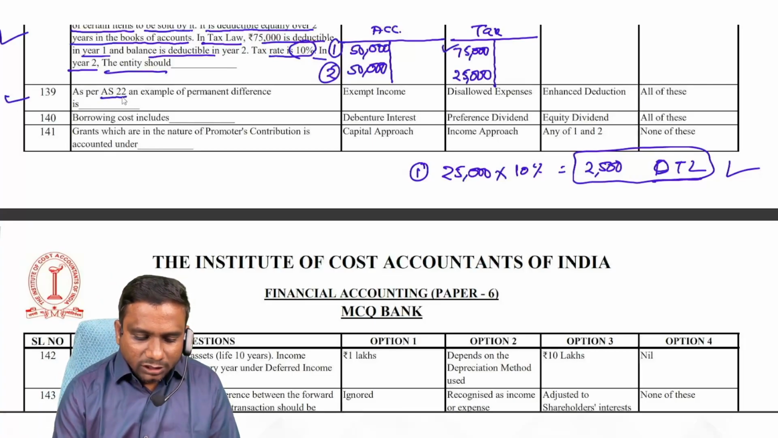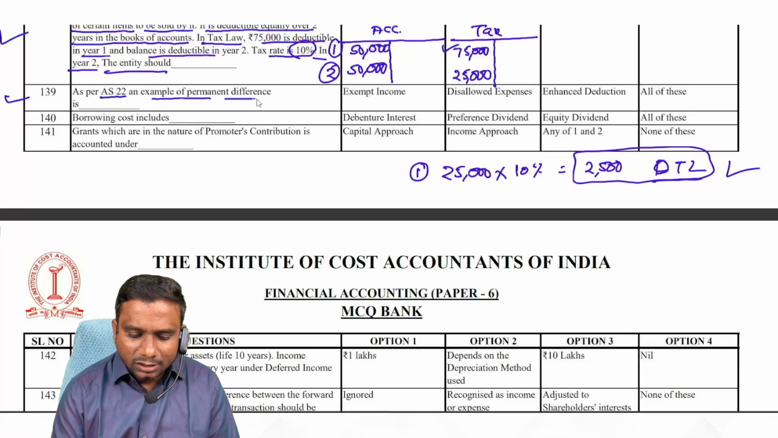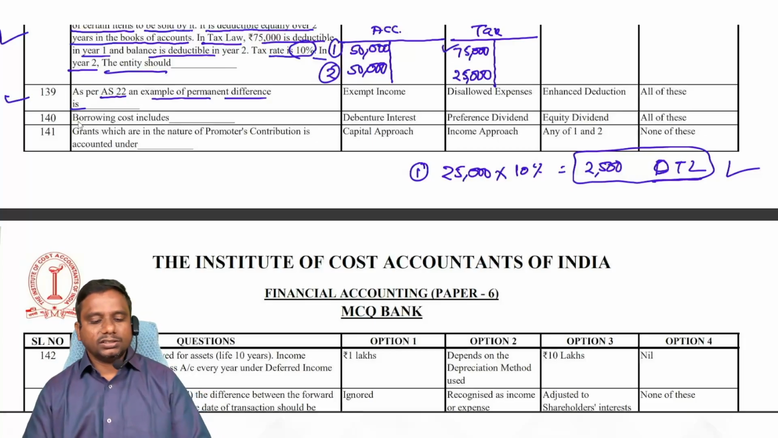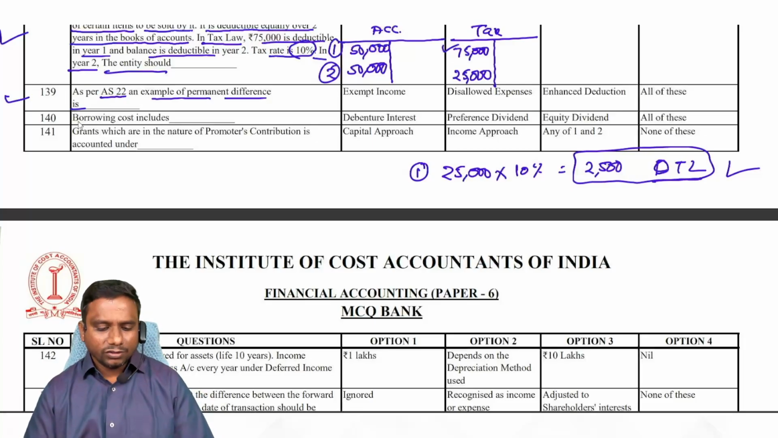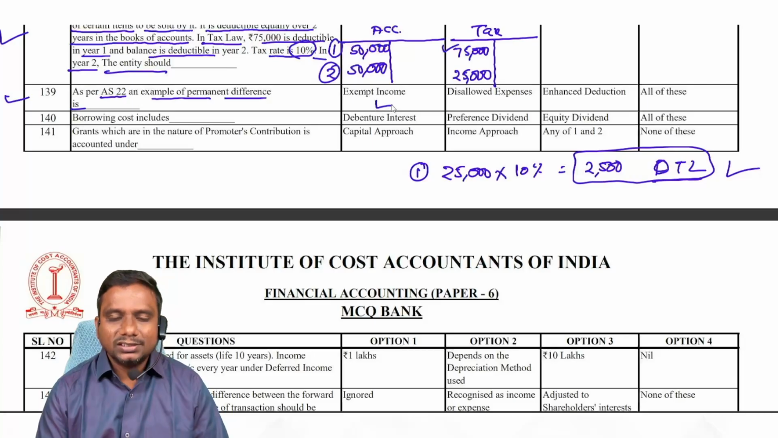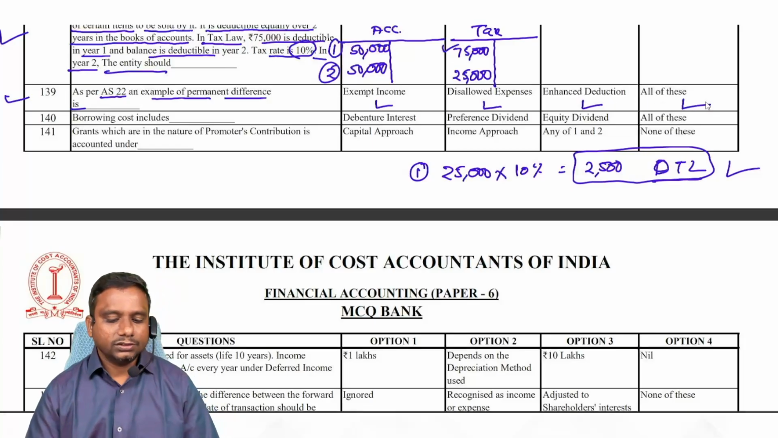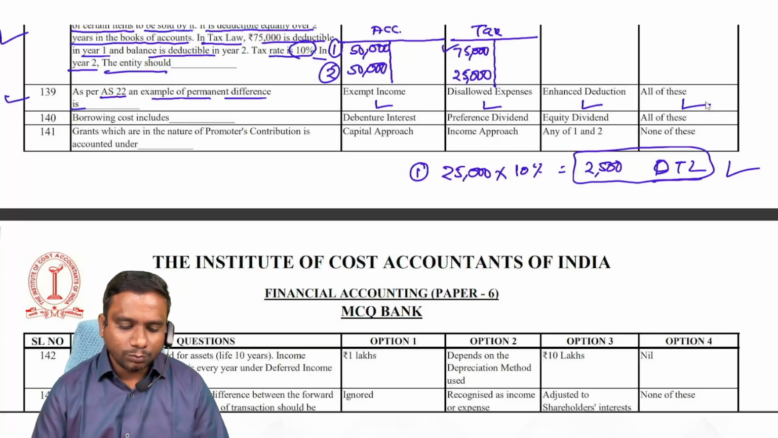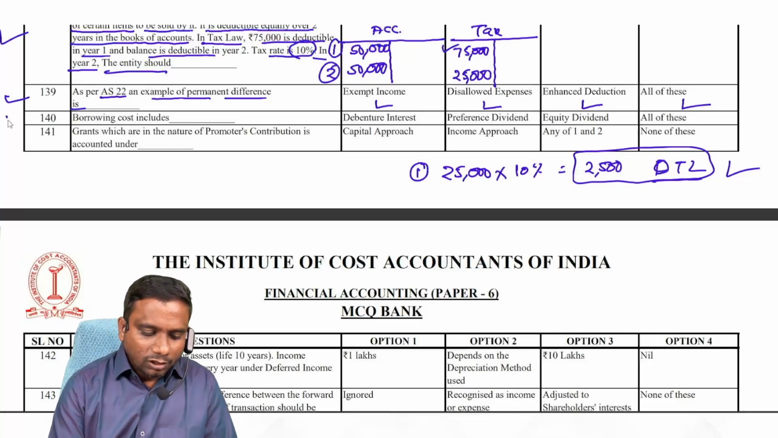Next, 139. As per AS 22, taxes on income, an example of permanent differences. Yes, exempt income, on which there is no tax. Reserved expense, yes. Enhanced deduction, yes. All of these are examples of permanent differences.